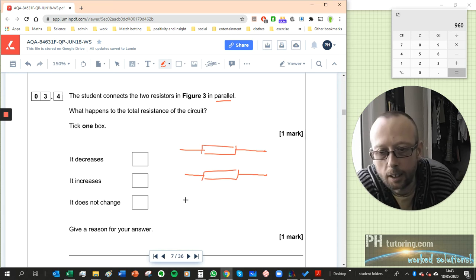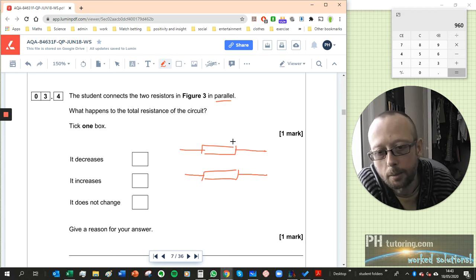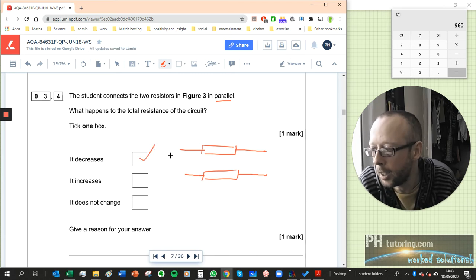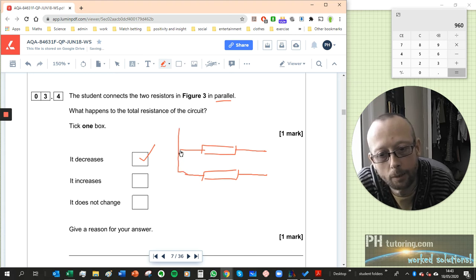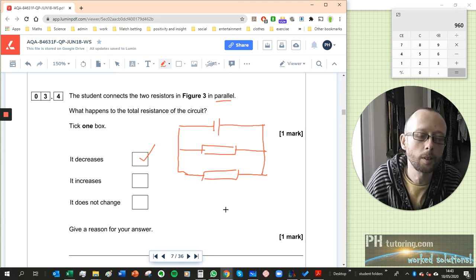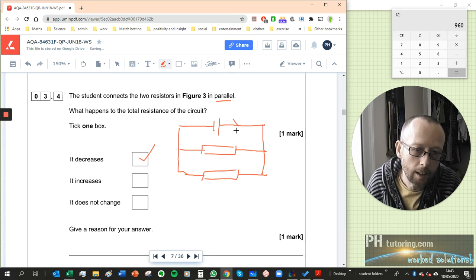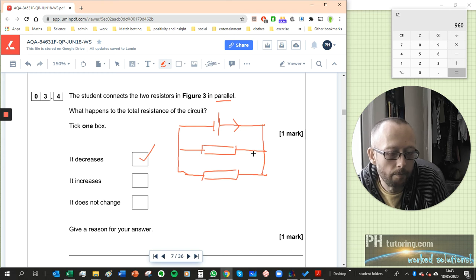But what's it actually asking us? What happens to the total resistance of the circuit? Well, actually, the total resistance, when you put them in parallel, it decreases. Now, I'm surprised that this question is on a foundation tier paper, because some of my A-level students sometimes get this wrong. But the understanding of it isn't too hard. The reason for it is because of the current going around. Now a resistor, we know, slows current down, makes it difficult for the current to travel.